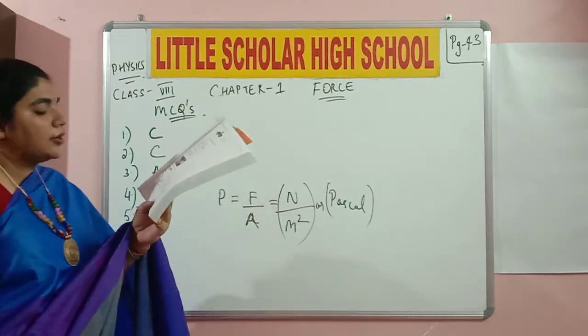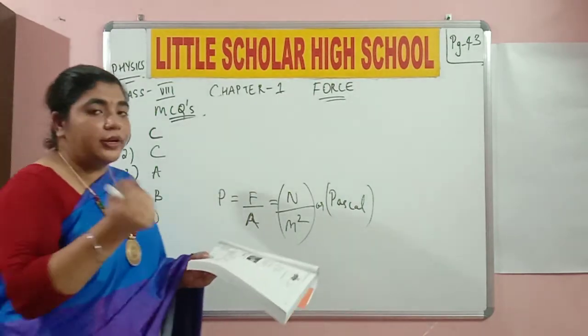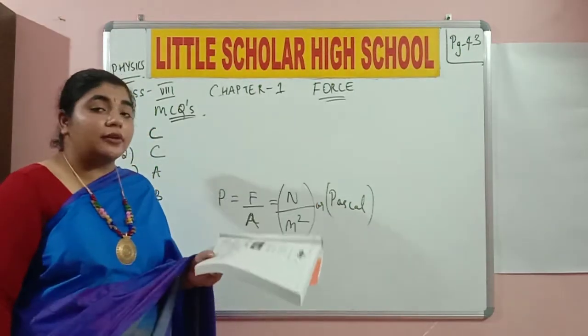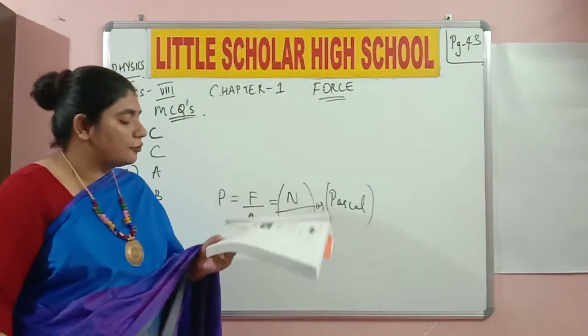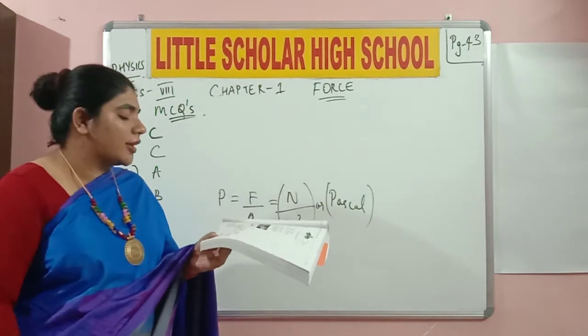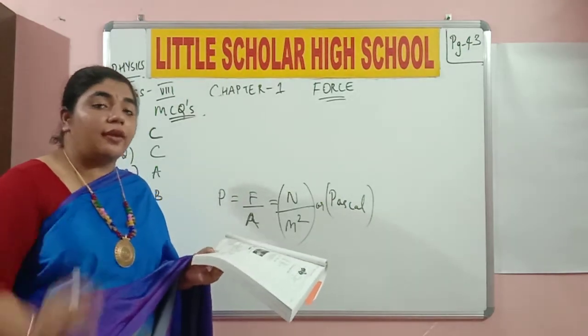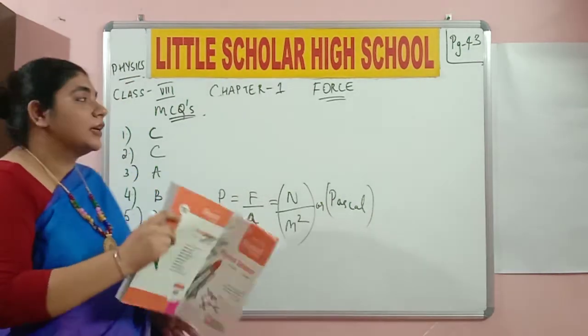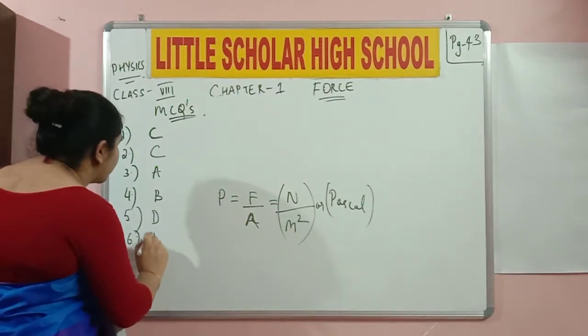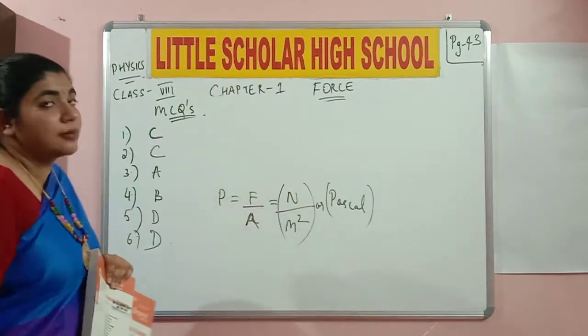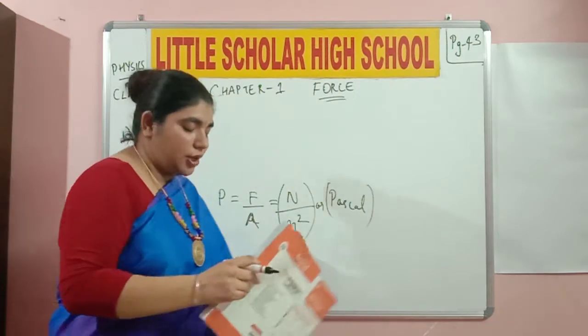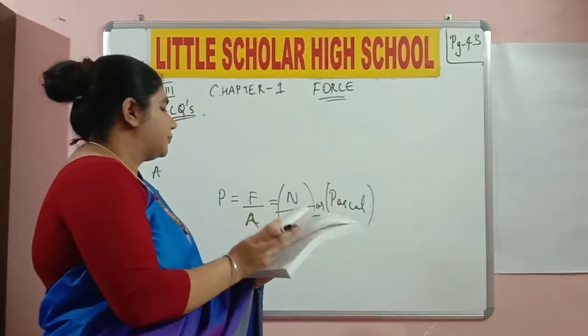Sixth one, contact force. Look at the options. Is magnetic force a contact force? No, it is a field force. Electrostatic force, again a field force. Gravitational force, again a field force. Look at option number D. It is muscular force. Definitely you need to be in contact when you are exerting muscular force on an object. Okay, so now the next one.